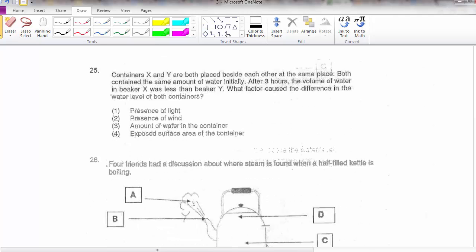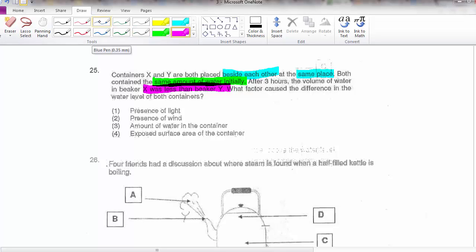Now question 25. What factor caused the difference of water level? So some of the key things to take note. So let's take a look. Both placed beside each other. So that means my location is the same. Okay, at the same place, location is the same. Both contain the same amount of water initially. So my initial amount of water is the same. The only difference is after 3 hours, the volume of water in X was less than beaker Y. Okay, so what is the factor that caused the difference?